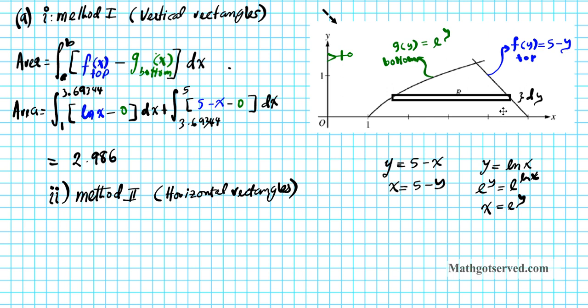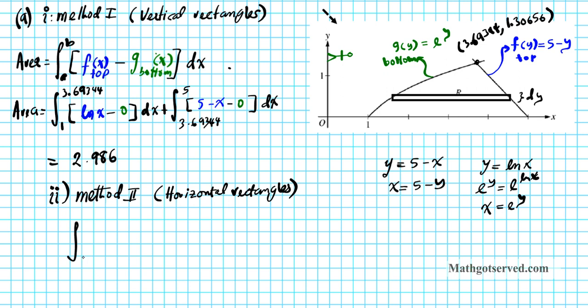Okay? Now, you notice how nice this setup is? We have exactly one function on the bottom and one function on the top. That means that we do not have to jump or use multiple integral expressions to represent the area. Okay? So let me set up the integral for you real quick, but we need the y-coordinate of this point right here. So this point again is 3.69344, comma 1.30656.